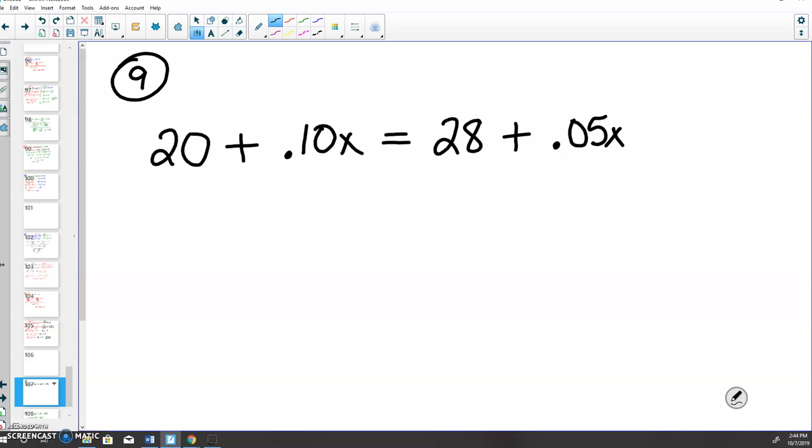It says the number of coins in both machines is equal. The amount of money that the machine has collected is also equal. How many coins are in each machine? So I need to know how many coins are in each machine. So do you want to move 20 to the right or 28 to the left? 20 to the right.